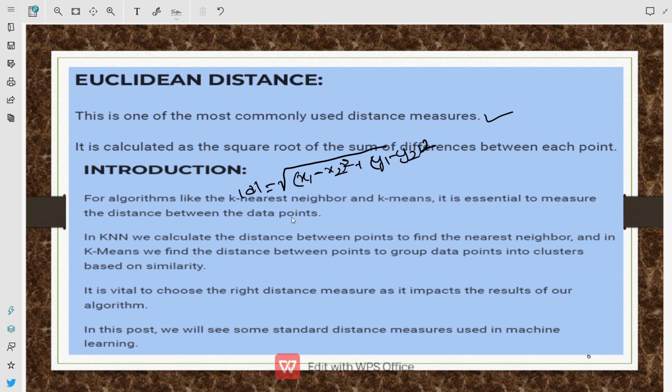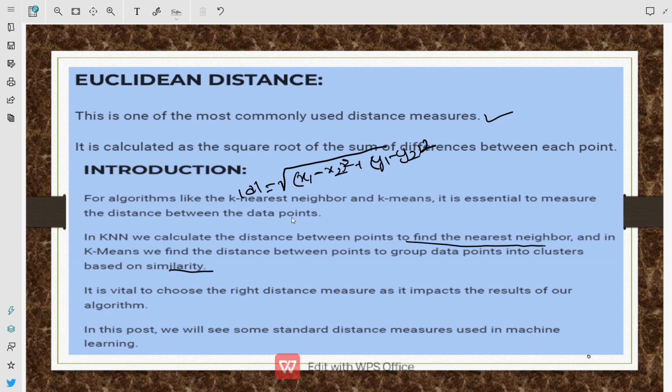For algorithms like k nearest neighbor, that is KNN, and K-means, it is essential to measure the distance between the data points. So we have to measure the distance between two data points in both algorithms. In KNN, we calculate the distance between points to find the nearest neighbor, and in K-means clustering, we find the distance between the points to group them into clusters. This is how we use these distance measures.